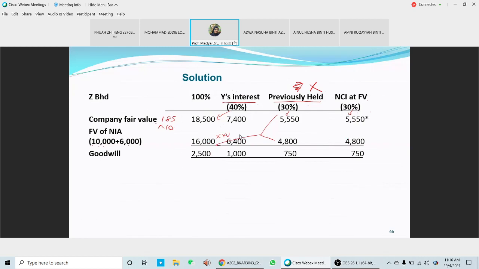So we're going to have a goodwill of 2.5. Out of that 2.5, we allocate to Y 40%, to X for the previously held another 30%, and to the NCI also 30%. These are the allocations of goodwill that we have here.